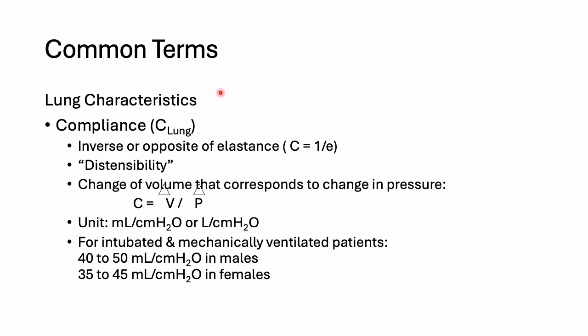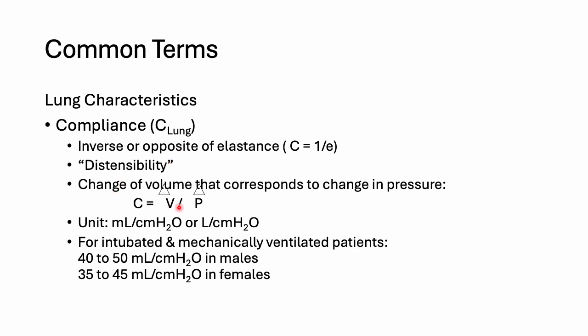Then you also need to know about common terms used to describe lung characteristics, and there's this term called compliance. Compliance refers to the opposite of elastance. Elasticity refers to how well something returns to its original shape when it's stretched or pulled or distorted. But compliance refers to distensibility. How can something get stretched? The more compliant something is, the more distensible or stretchable that thing is. If something is less compliant, then it's harder to stretch or harder to distend.